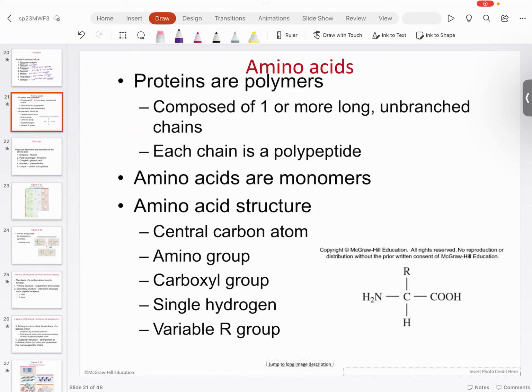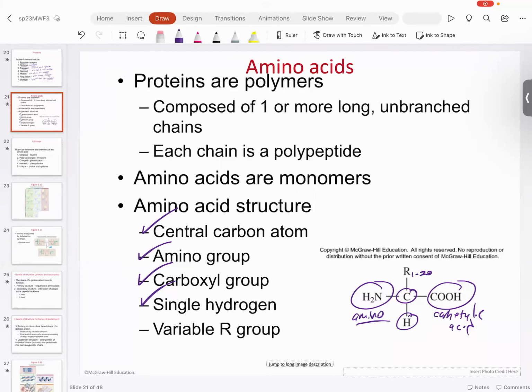So every amino acid has an amino group. Got it? Check. It also has on the other side, this is your amino, that's your functional group. On the other side is going to be your carboxylic acid. Got that one. That's the carboxyl group. Check. In the middle is going to be this central carbon, the alpha carbon. And attached to it is going to be on one side a single hydrogen. Got it? Check. And then there's going to be an R group, right?